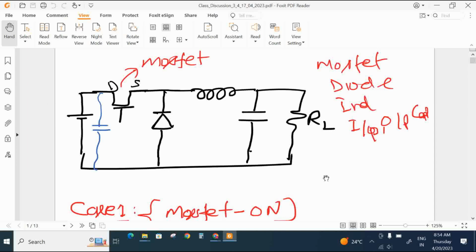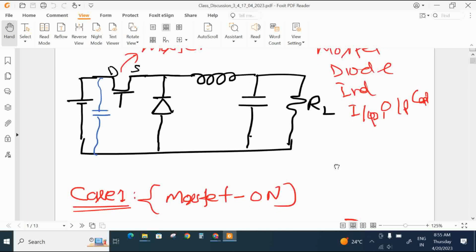And why do we use the synchronous one? In recent designs you will see this type of buck converter being used, where the diode is not present. In place of the diode one MOSFET is there. Then what is the advantage? The power dissipation will be low. Accordingly, your losses will be low, and your efficiency will increase. Let's discuss all these cases.